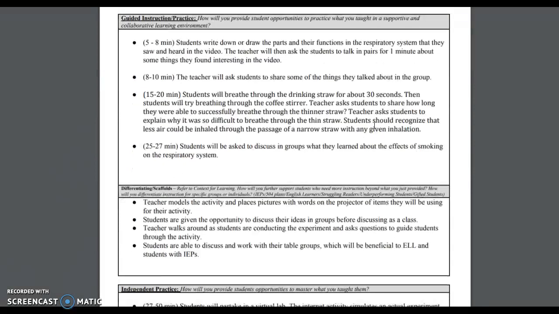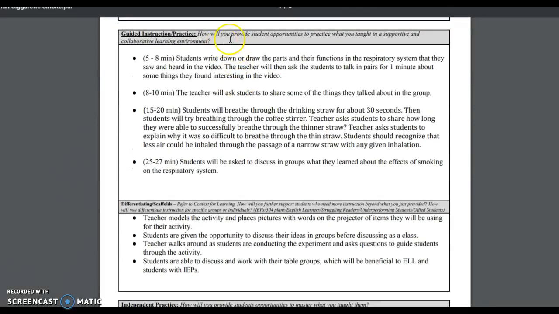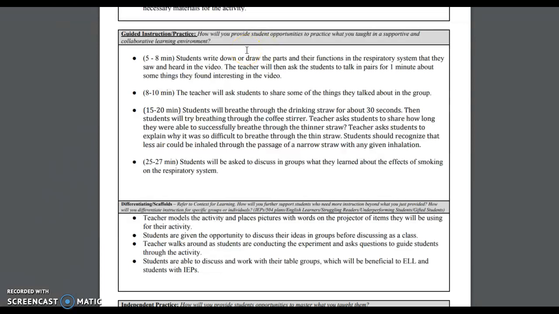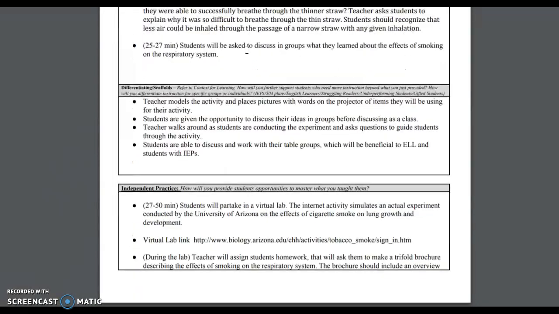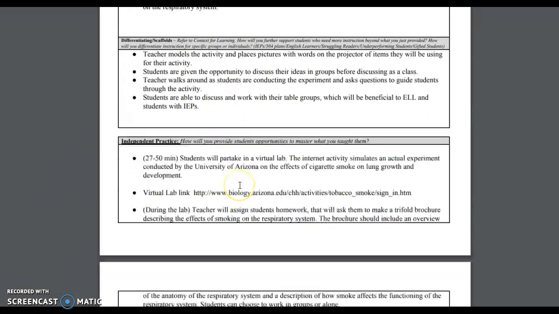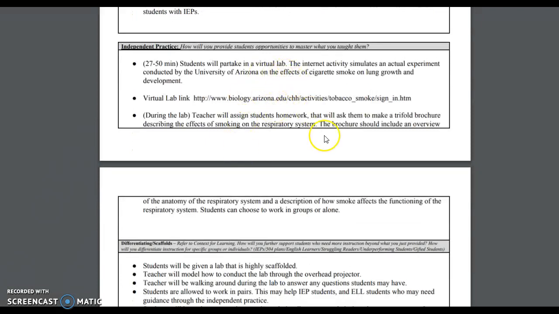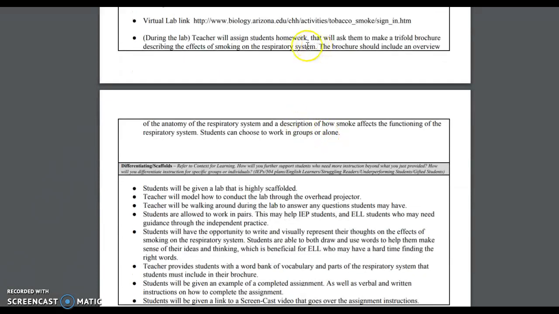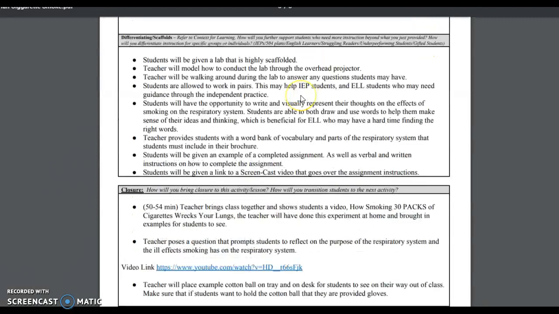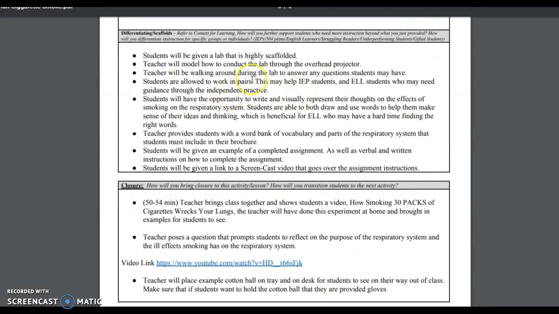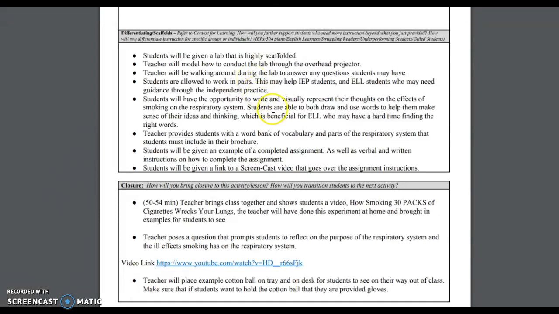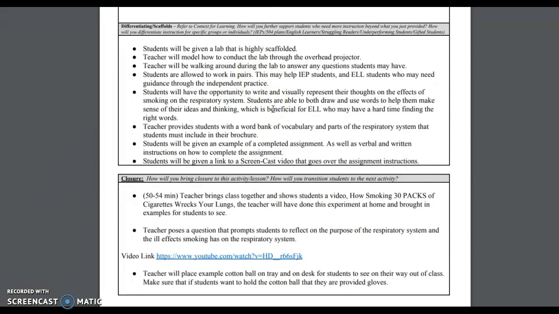For guided instruction, here we have the students actually doing the activity. They're breathing through 2 different straws. It's a very brief activity, but they're breathing through 2 different straws, and the teacher's walking around answering questions. They're doing pair shares. It's very guided. And then here we have the independent practice, where they're working on a virtual lab activity, and this is independent. And then at the end, they're doing a trifold brochure on what they just learned. And this is the differentiation. There's a lot of modeling, there's a lot of pictures, visuals for students with IEPs, ELLs.